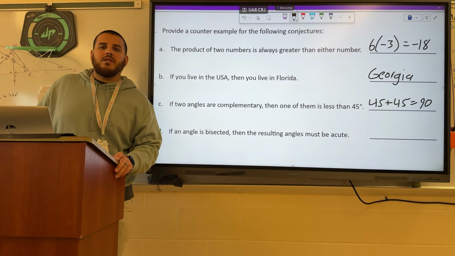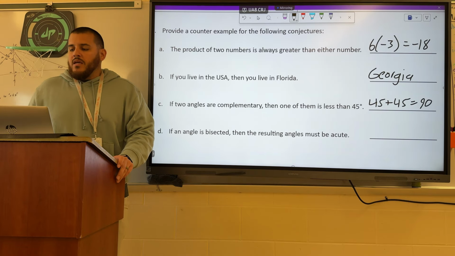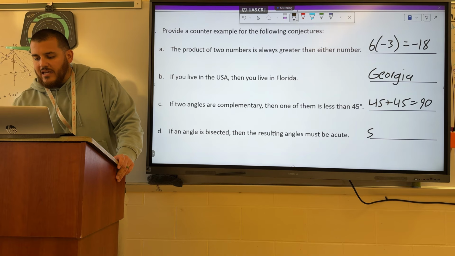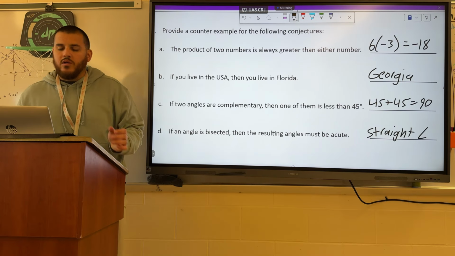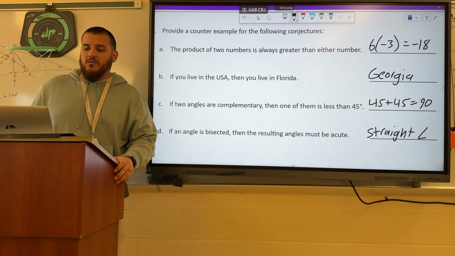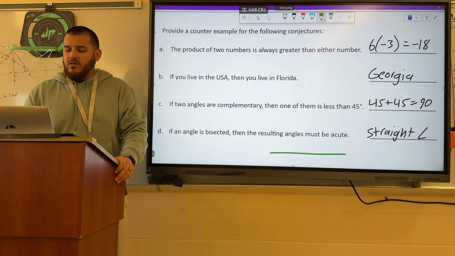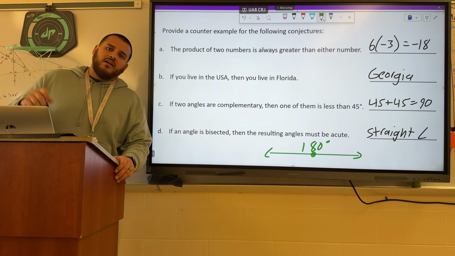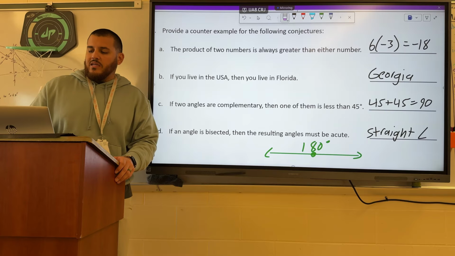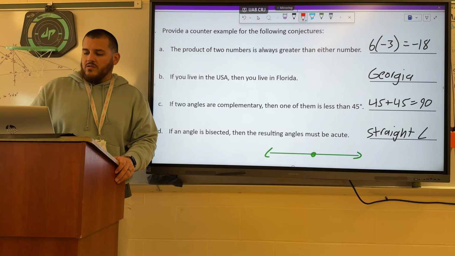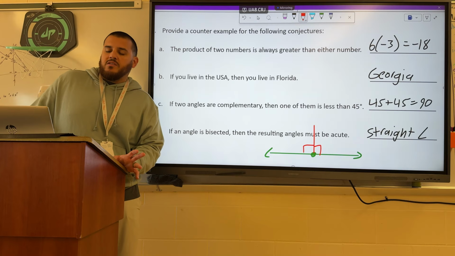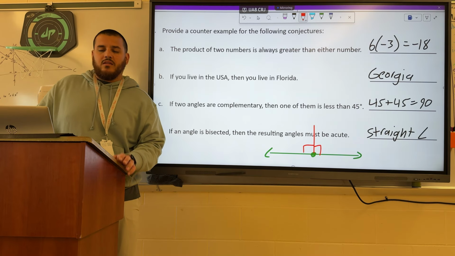And statement D says if an angle is bisected, then the resulting angles must be acute. Remember, to bisect means to cut in half. If you bisect a straight angle, then you will get two angles that are not acute. As a reminder, a straight angle is an angle that looks like opposite rays. It is 180 degrees. If I cut that in half, I'm going to get two right angles. I'm going to get two angles that are 90 degrees each, and those are obviously not acute angles. Acute is less than 90 degrees.